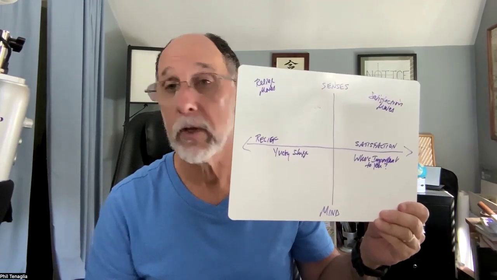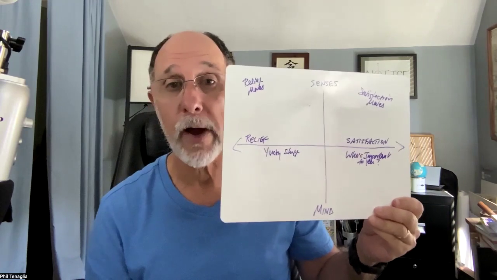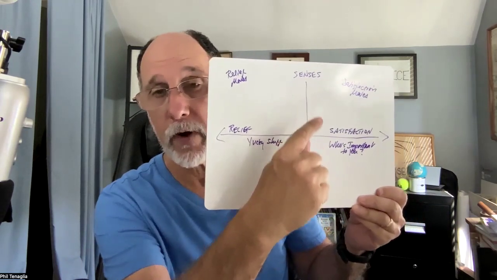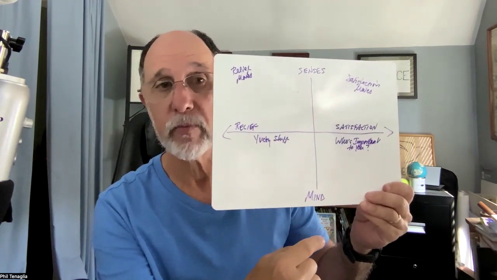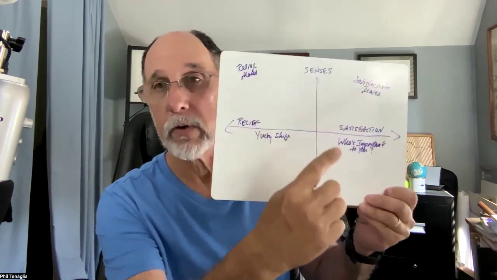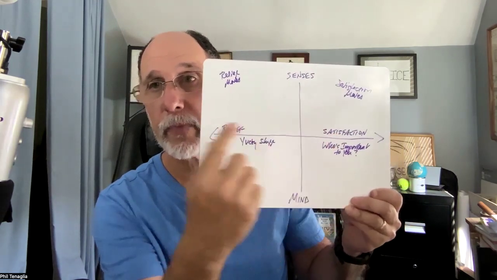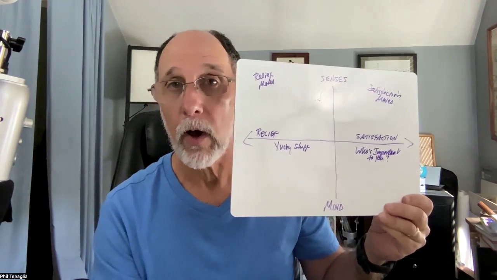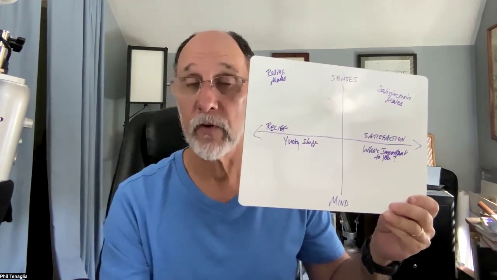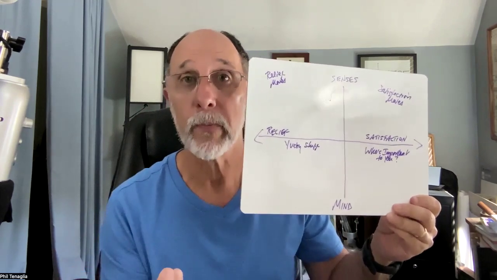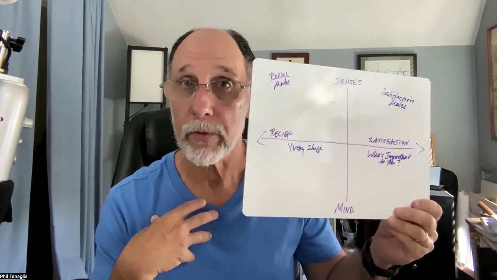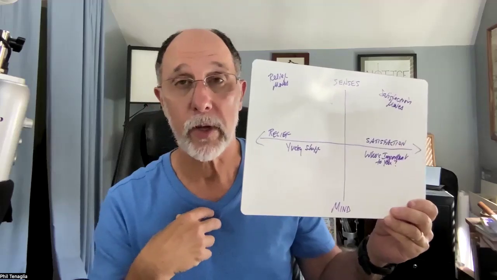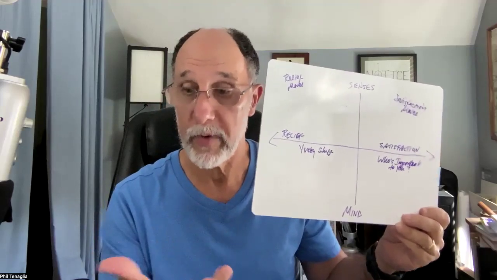My next step is this: it's a diagram with two crossed lines. At the top is your five senses. At the bottom is the word mind. And over here is the feeling of satisfaction, and over here is the feeling of relief. So my first question that I will be asking for my point of view is, who's important to you? I'm going to go first. For me, I would say that my wife is important to me.